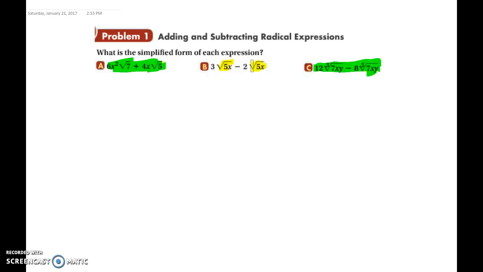So since we have the exact same radical, the same index, the same radicand, everything is the same, we can then subtract the two numbers that are out front because we're doing 3 minus 2, and then we multiply it by the square root of 5x. 3 minus 2 is 1, so 1 times the square root of 5x. You don't have to write 1 because it's understood to be there, so we can just say the square root of 5x.